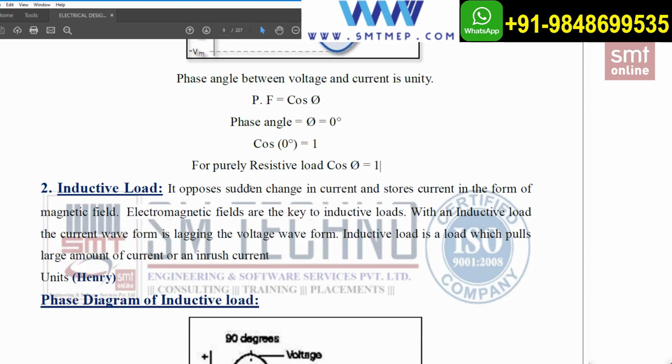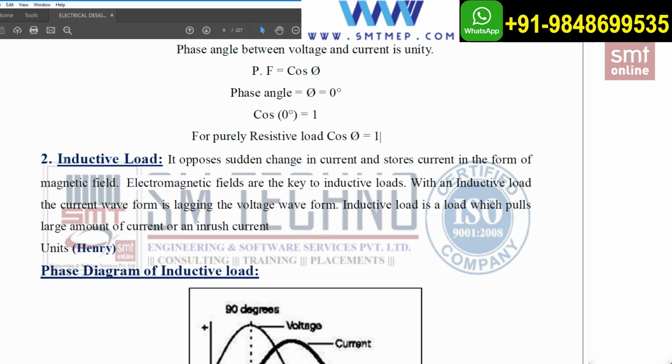Whereas if you're going with inductive loads, we are having some losses. So what is meant by inductive? Nothing but which opposes a sudden change in current and stores energy in the form of a magnetic field. For example, I'm having a machine. So what will the machine do? It will draw an excessive amount of current. Why will it draw an excessive amount of current? Because it is inductive in nature.